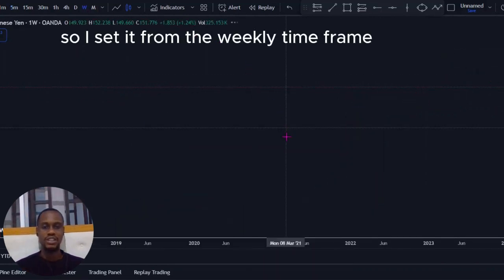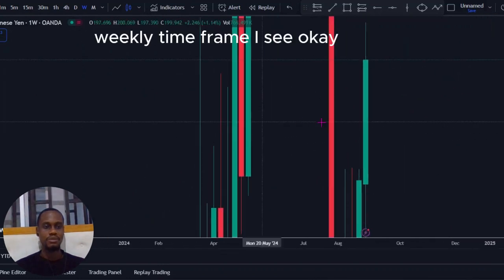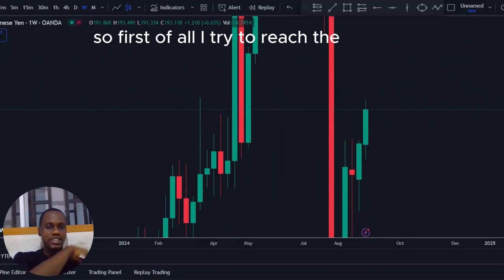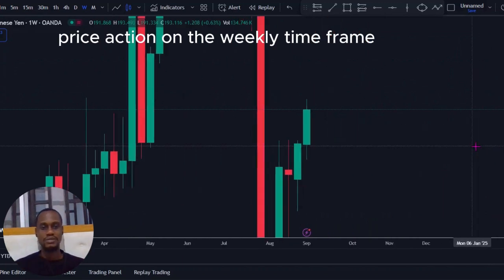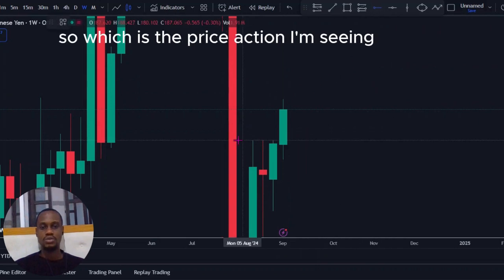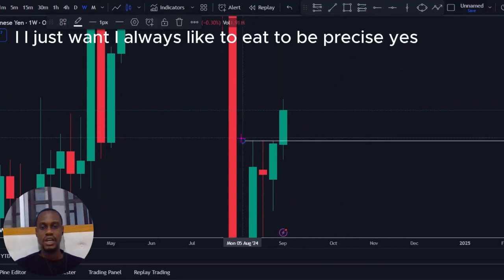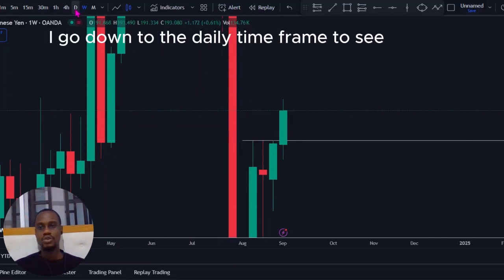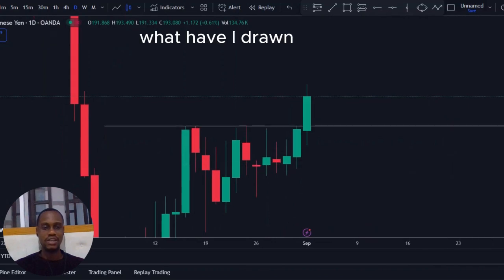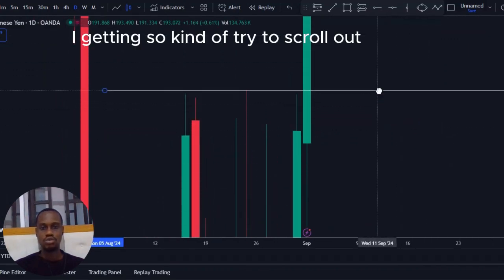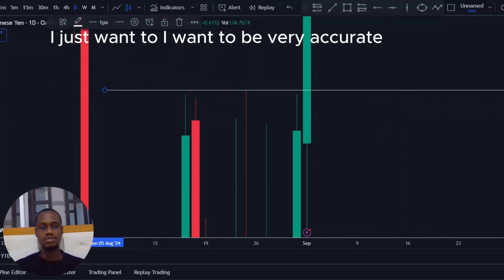So I started from the weekly time frame. I see what's happening over here. First of all, I try to read the price action on the weekly time frame. I noticed that I have resistance over here, which is the price action I'm seeing. I always like it to be precise. Yes, something like that. I go down to the daily time frame to see what I have drawn, and I want to be very accurate.